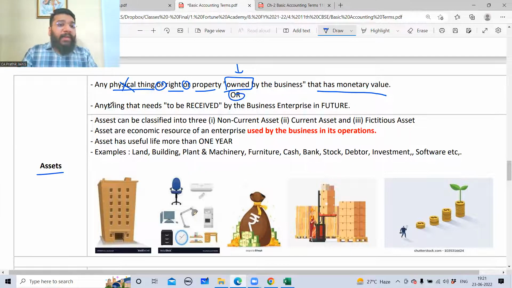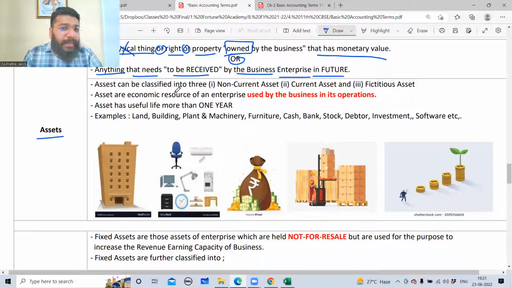Or asset is anything that needs to be received by the business enterprise in the future. These are the two points. Basic classification for asset, and we are going to discuss again in detail. Now, assets can be classified into three categories: non-current asset, current asset, and fictitious asset. What is non-current asset? What is current asset? What is fictitious asset? This is too early for you to understand, because these are terms that you will mainly come across in your 12th standard, especially when you do company accounting. In company accounting, the rule for the balance sheet says that we should use the words such as non-current asset, current asset, and fictitious asset.